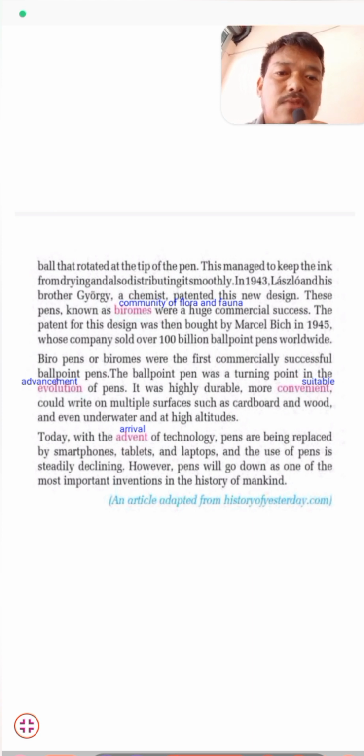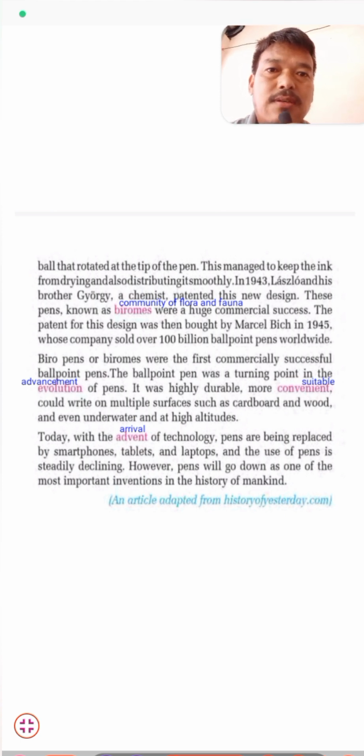However, the pen will go down as one of the most important inventions in the history of mankind. We can't ignore these inventions. The pen plays a very important role. It's the most important invention in the history of mankind.